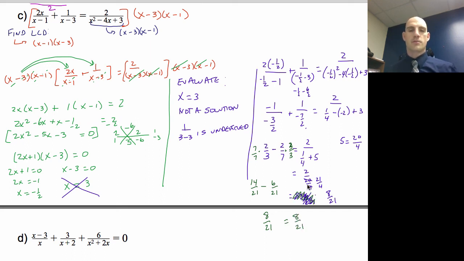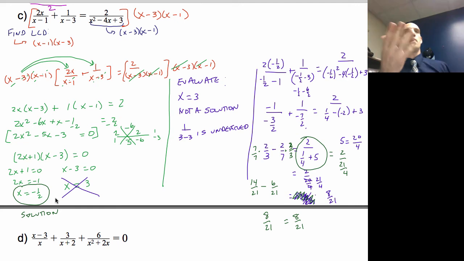Okay, so I think the most confusing part of this one is obviously this part right here. If I convert that, this bottom part would actually be equal to 2 over 21 over 4. And so getting that common denominator is key. I've got that 8 21sts is equal to 8 21sts. Well, what does that mean? That means that x equals negative 1/2 is a solution. And what does that mean for me? It means I came up with two possibilities. I eliminated one of them because I plugged it back in and found that it was undefined. And one of them worked.